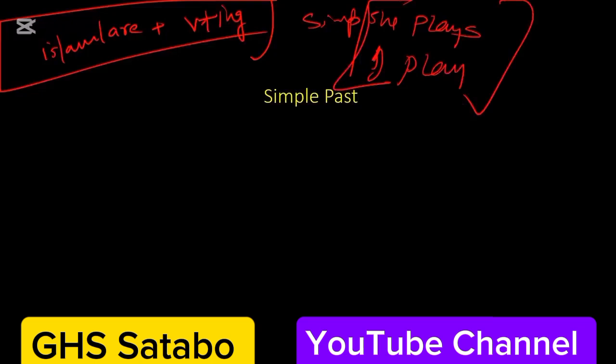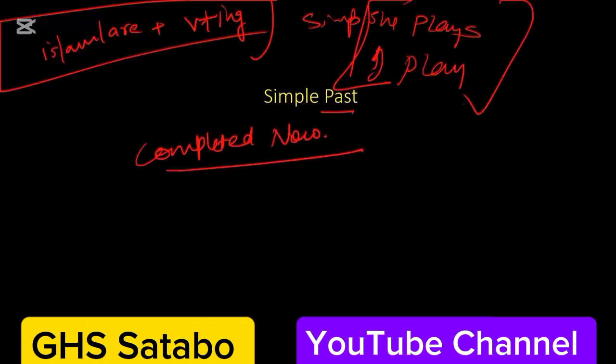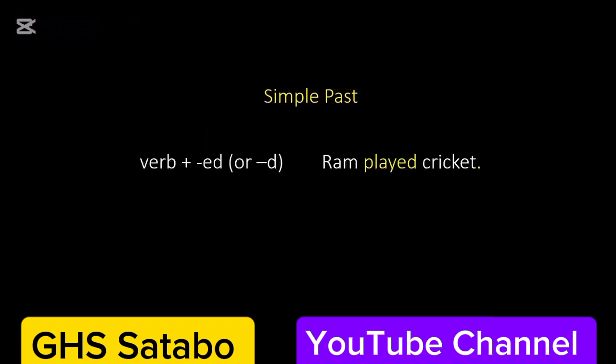Now let's dive into simple past tense. Simple past tense clearly shows something that happened in the past. So that means that activity is completed now. It has nothing to do with your present tense. That's why we use simple past tense. Whenever you want to talk about something that happened or that is finished, you can use simple past tense. It follows the same structure, the verb plus ed form or d form.